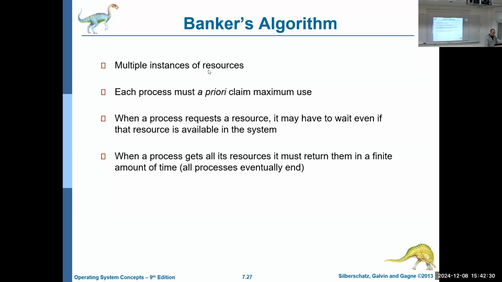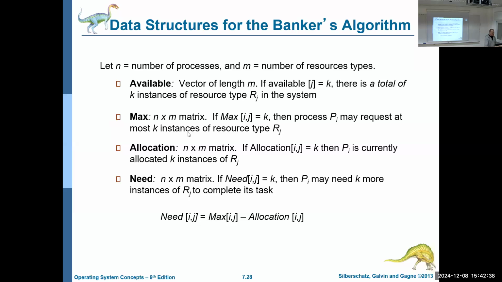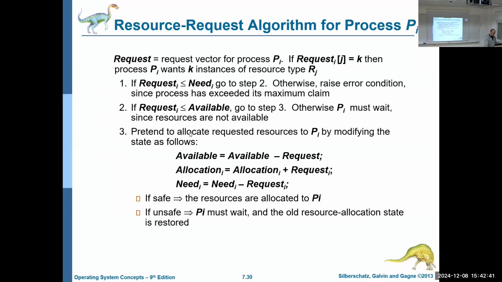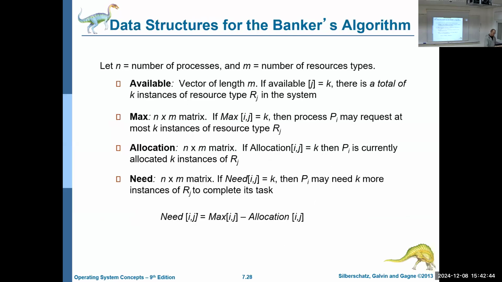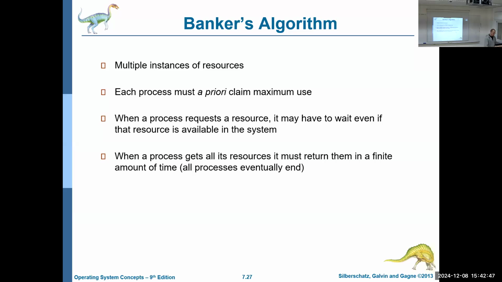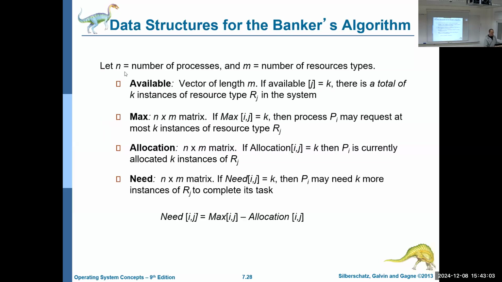Banker's algorithm, so multiple instances of a resource. So now we're going back to the Banker's algorithm. This is the actual algorithm for it. So we have multiple instances of a resource. Each process must a priori claim maximum use. When a process requests a resource, it may have to wait even if that resource is available in the system. When a process gets all its resources, it must return them in a finite amount of time. That's pretty much what we've said. All processes eventually end. So let n be the number of processes, m be the number of resources. So n is processes, m is resources.